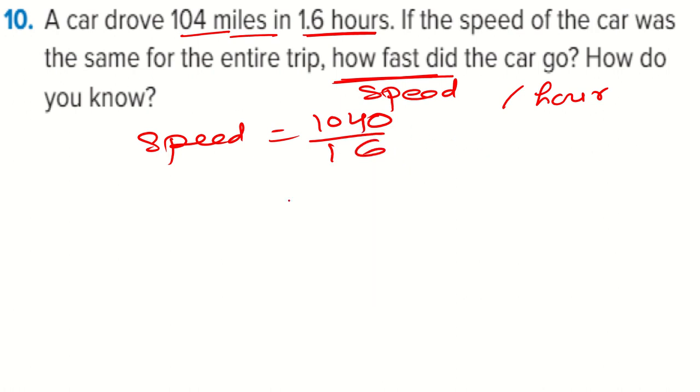1040 divided by 16. So what will you do? You can divide by some numbers. Can we divide by 8? Okay, let's see. 8 times 2, 16. 8 times 1, 8. Then 8 threes are 24 and 0. 130 over 2 means 65 miles per hour.